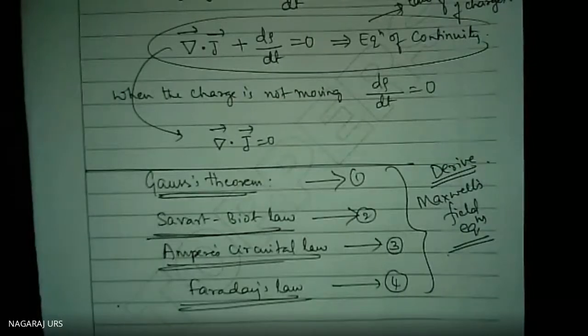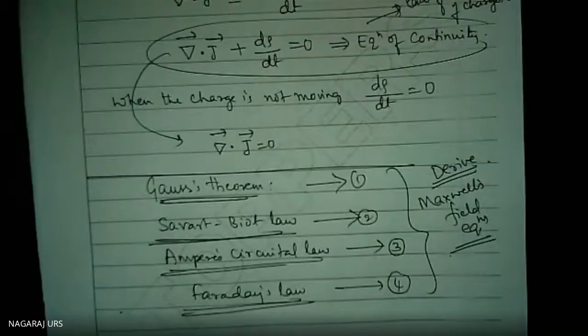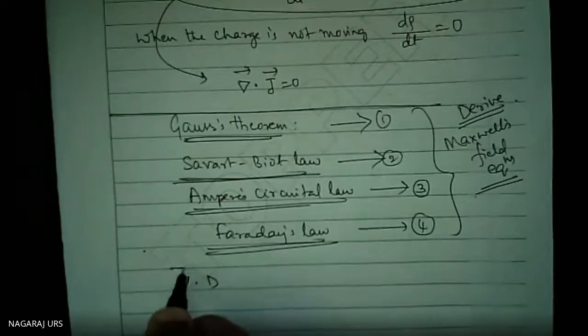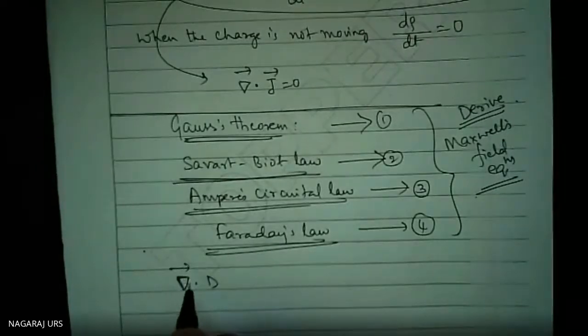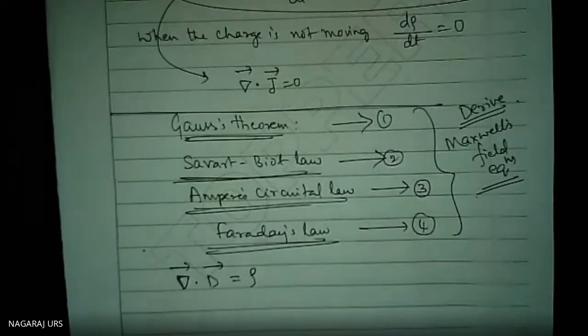Okay, which is the first one? The first one is del dot D is equal to rho. Del is an operator, don't forget. Del dot B is equal to 0, that is the second equation. B is the magnetic field.